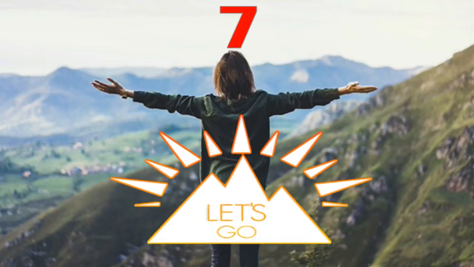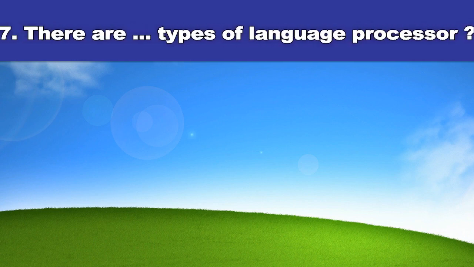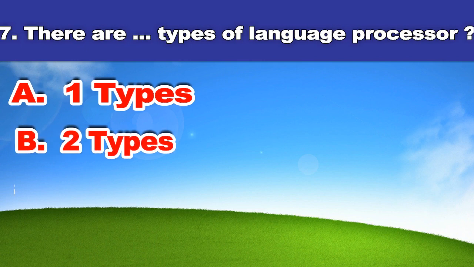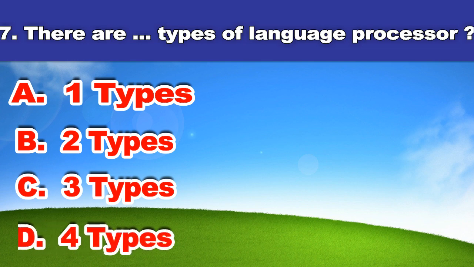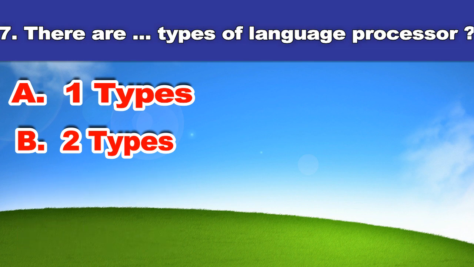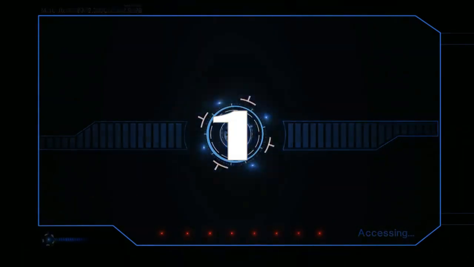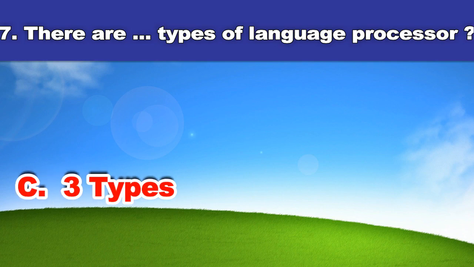Seventh question. There are types of language processor. A. 1 type, B. 2 types, C. 3 types, D. 4 types. And the answer is 3 types.